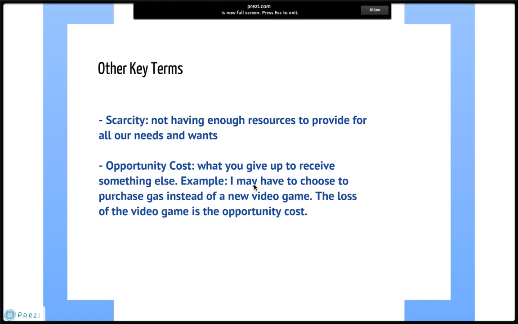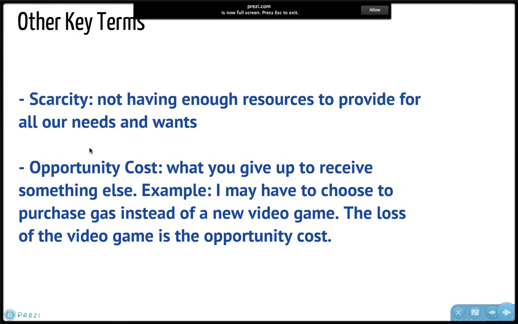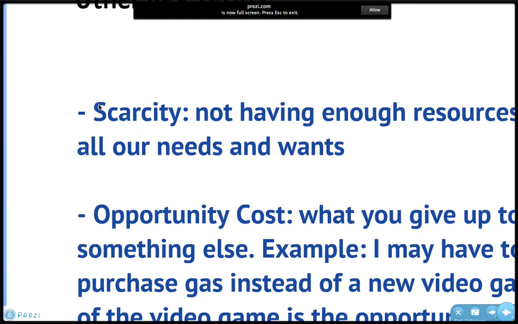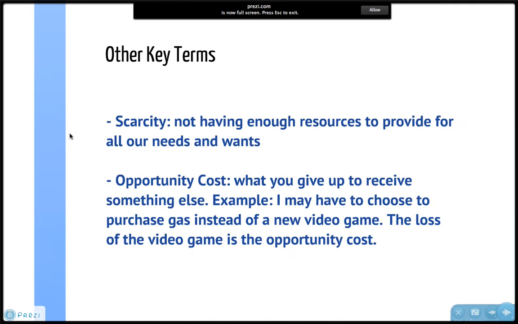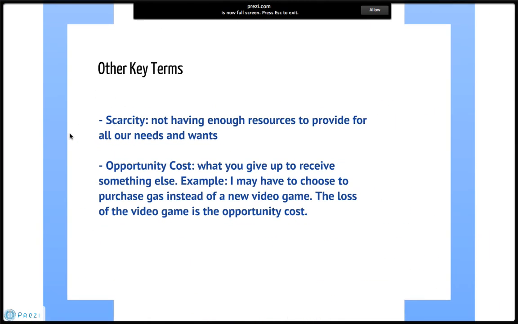Now, a couple of other key terms that I want us to talk about real quick. This is a term that you may or may not have seen before. It's called scarcity. If you hear something that's scarce, that means that there's not a lot of it around. So scarcity in an economic sense is not having enough resources to provide for all of our needs and wants. If we don't have enough resources, then that's what scarcity is.